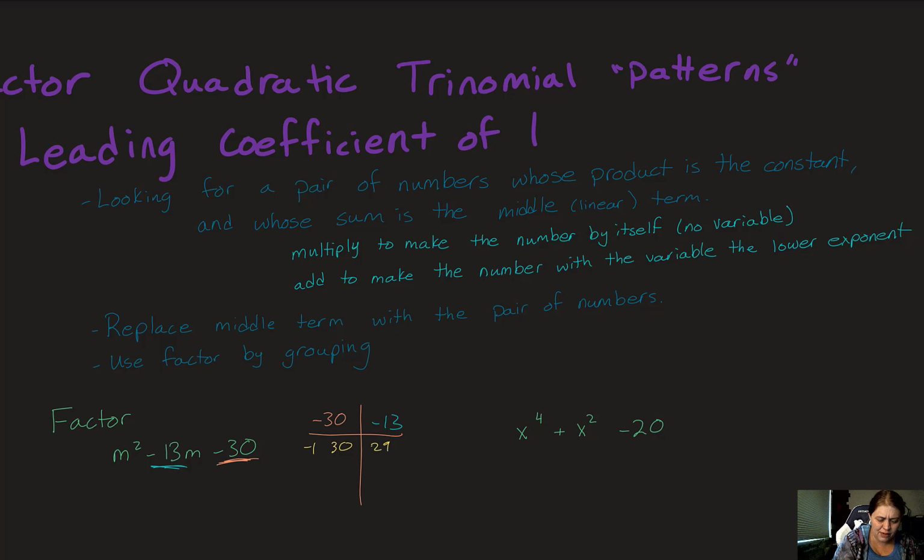Okay, it looks like with a negative number, I want the larger number to be negative. Larger number, negative. So I should have done 1 and negative 30, but that will give me a negative 29. 2 and negative 15, that will give me negative 13. Hey, there's my pair of numbers.